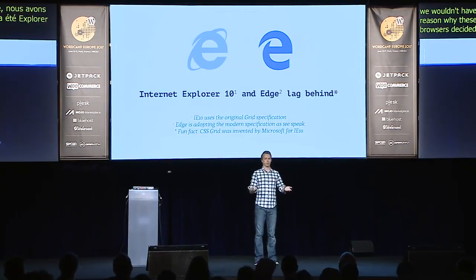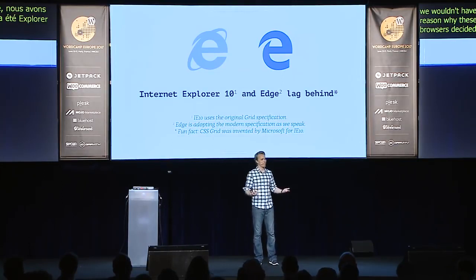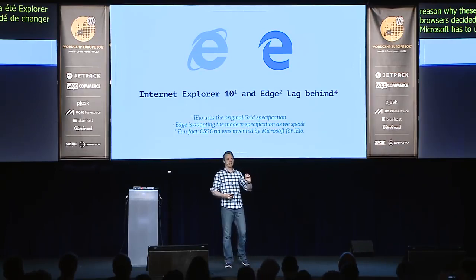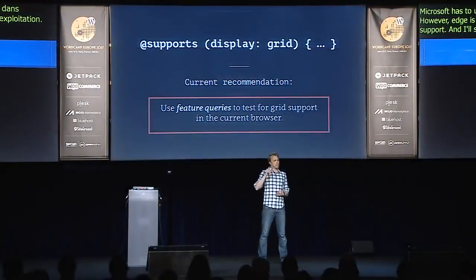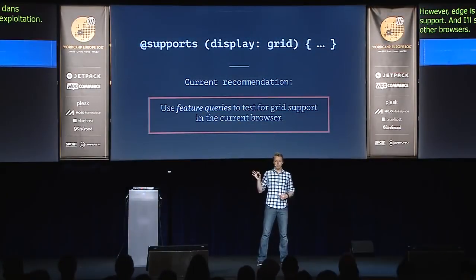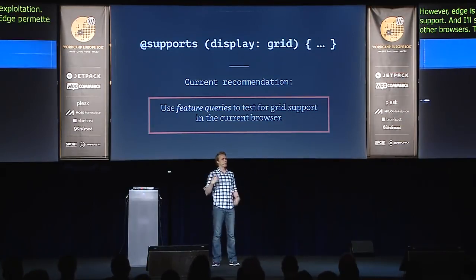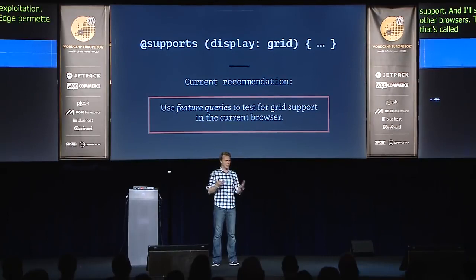And the reason why these two browsers are lagging behind is because the other browsers decided to change the spec. But the spec is built into Windows. So Microsoft has to update all of their operating systems to get this to catch on. However, Edge is probably a couple of weeks away from getting full grid support. And I'll show you how to create proper backwards compatibility for all other browsers. There's this other thing that has nothing to do with CSS Grid that's called a feature query that we can use now to ask a browser, do you support this CSS property?